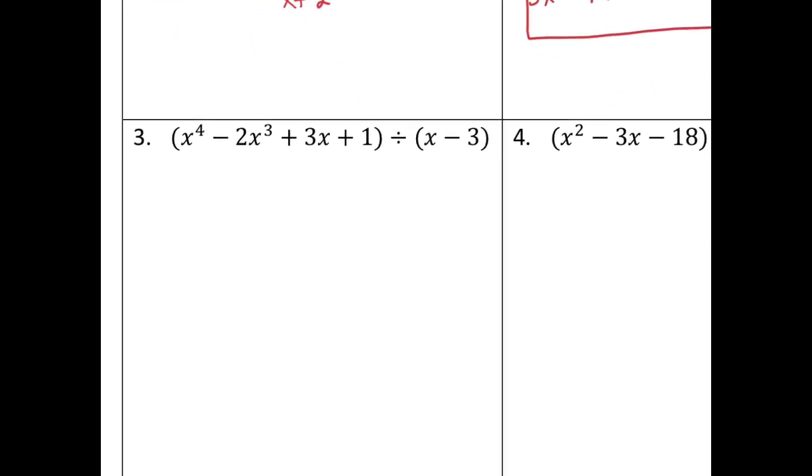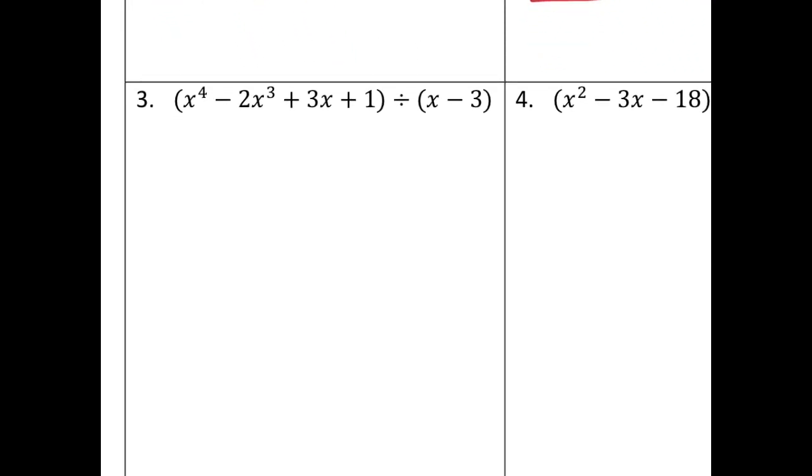Okay, setup. The binomial on the back is x minus 3, so I have to change the sign, and it's going to become positive 3. That's going to be my box up front. Leading coefficients: 1, negative 2, 3, 1. Don't forget your 0x squared. So I have 1, negative 2, 0, 3, 1. Draw the line, remainder bar.